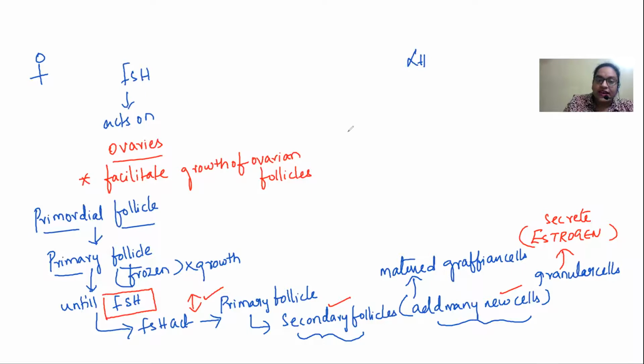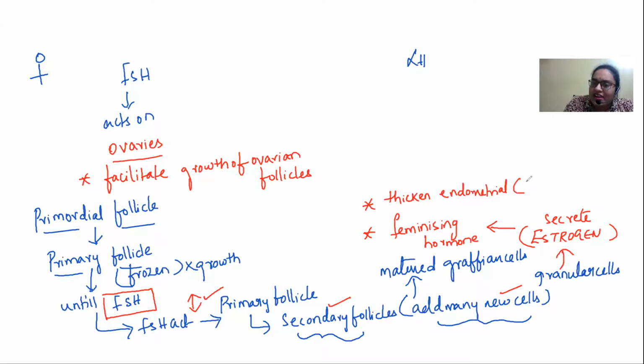You can imagine that this estrogen is called the feminizing hormone, which is responsible for the female secondary sexual characters. Along with this, estrogen is going to thicken your endometrial lining, at a very micro level. The endometrial lining is thickened by the estrogen, under the influence of the follicle stimulating hormone.